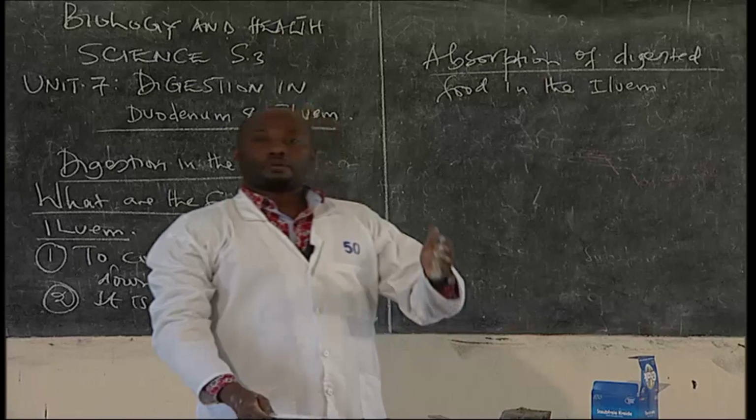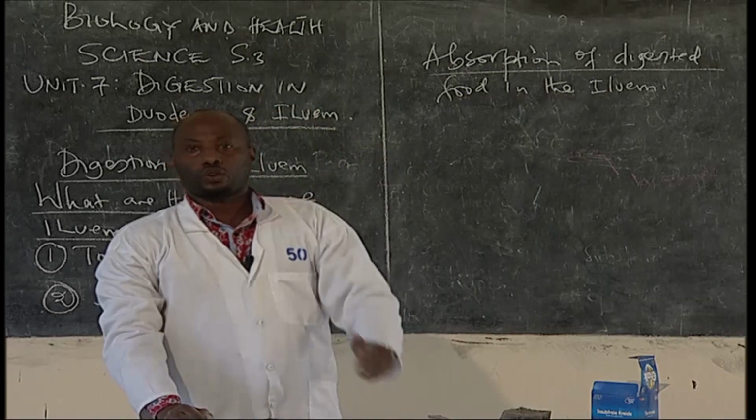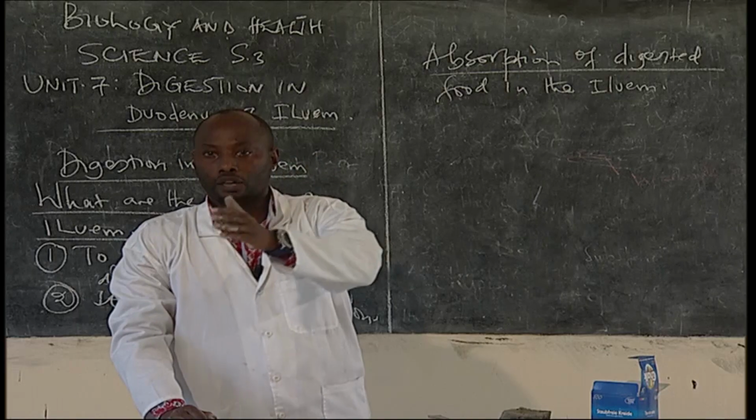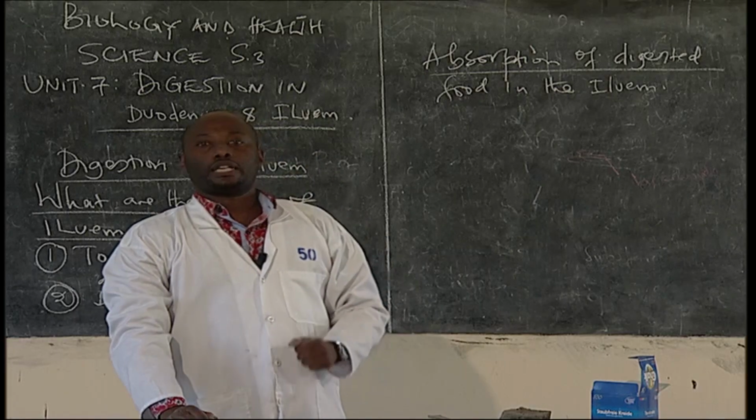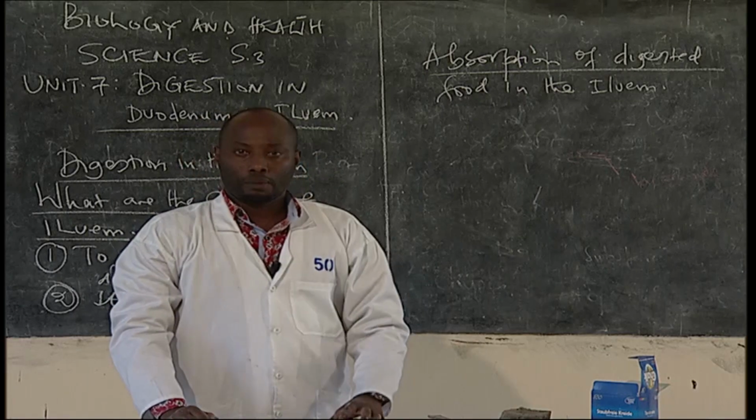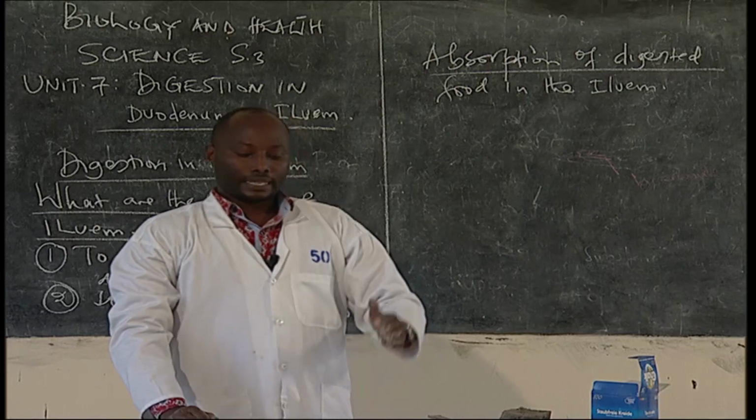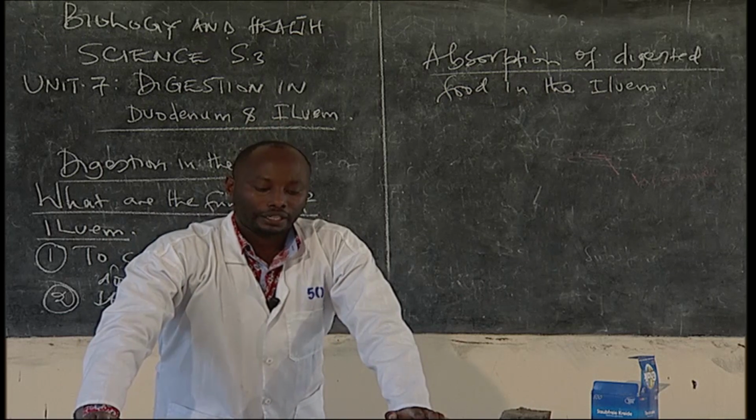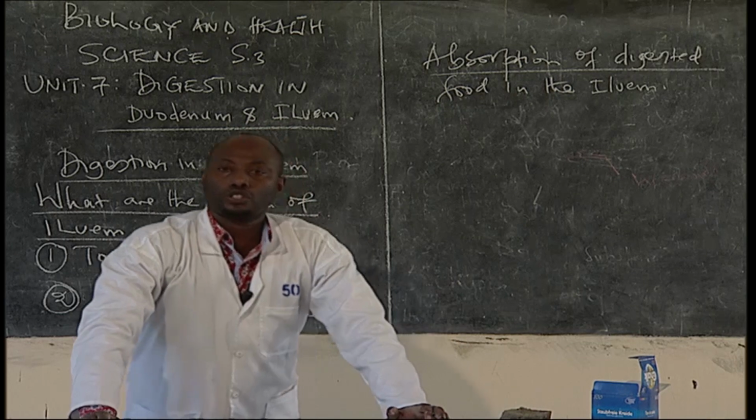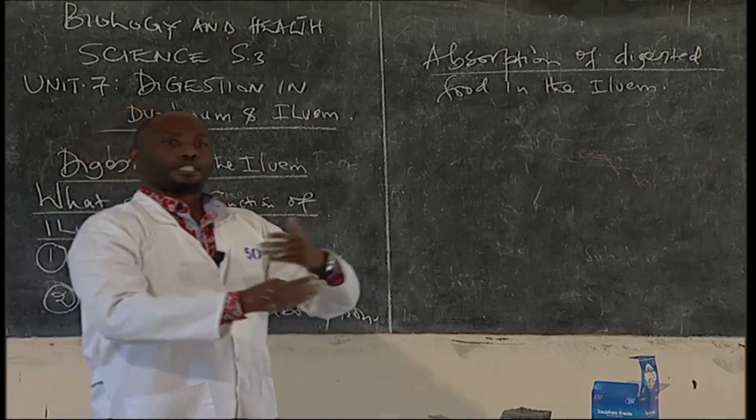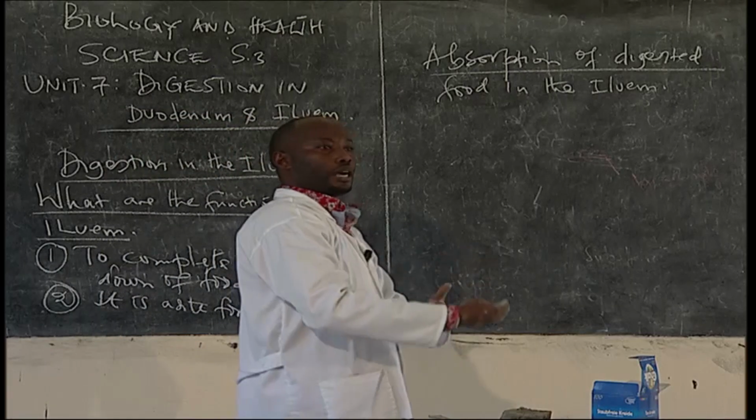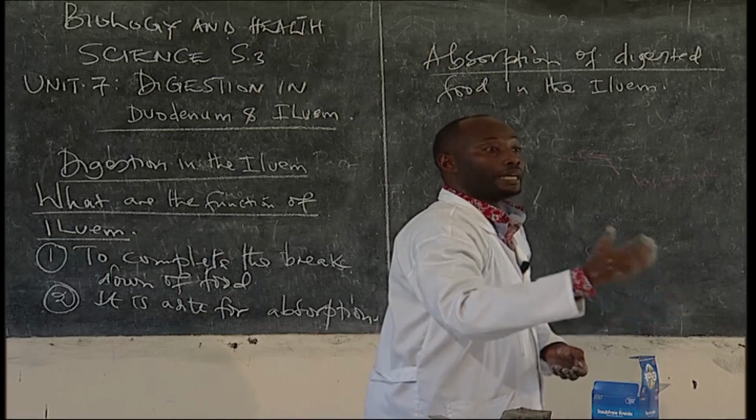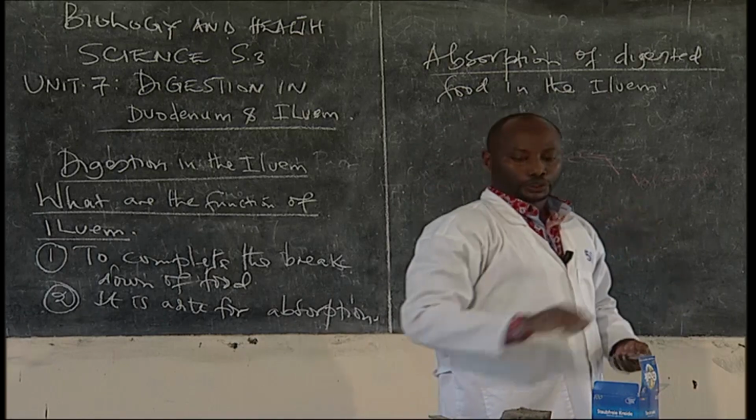I mentioned that one of the functions of the ileum is complete breakdown of food. Second, it is a site for absorption. So we can say most of the absorption of digested food takes place in the ileum. It's because the ileum has some specialized structures that enable it to carry out its function. What are those adaptations and characteristics that make the ileum perform its function?